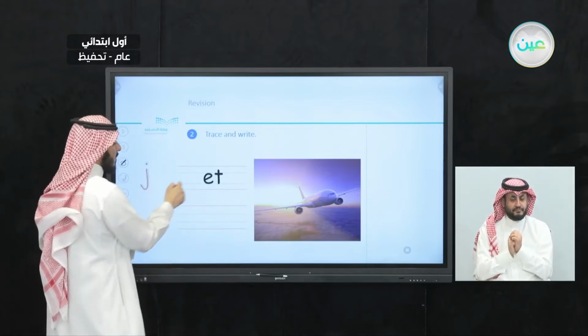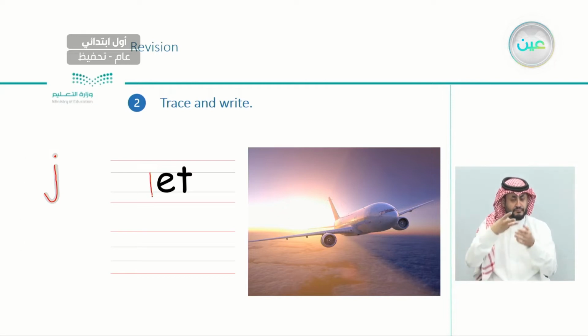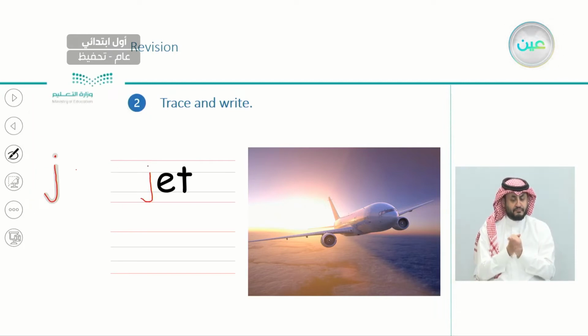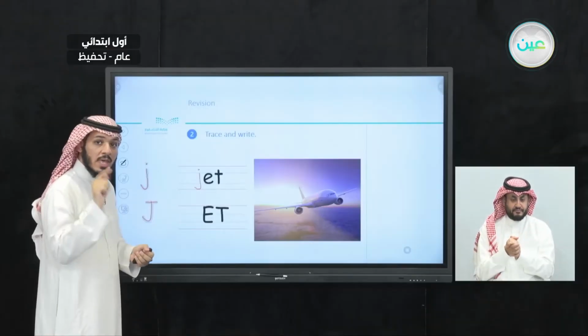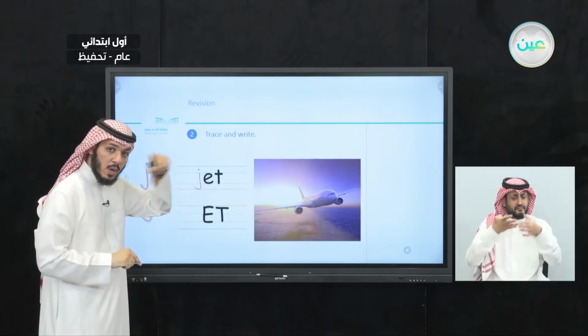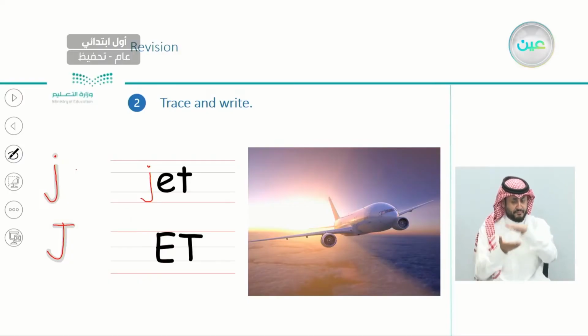Now let's write it here from line number 2 up to line number 4 like this, and after that we have a small dot over it. Jet. After that we have J again, but now in capital form. How to write it? From up to down like this, and now we have a line, not a dot. If you have a dot, this is small. If you have a line, this is capital. And as always, the capital starts from number 1 up to number 3.